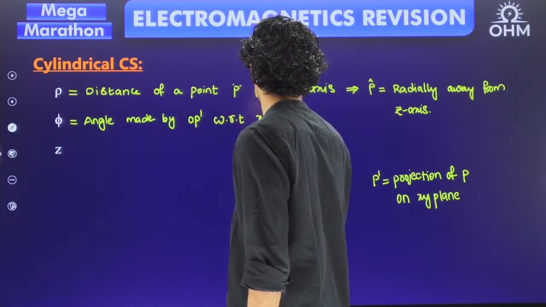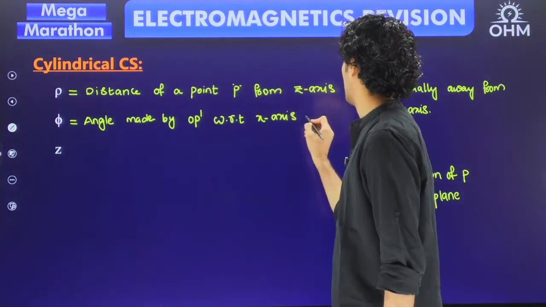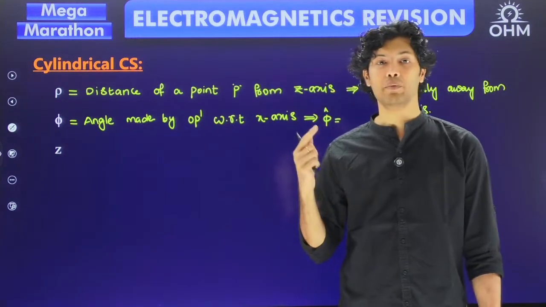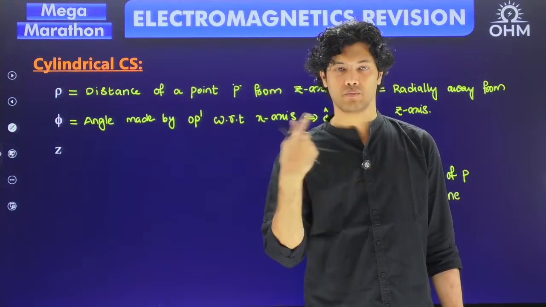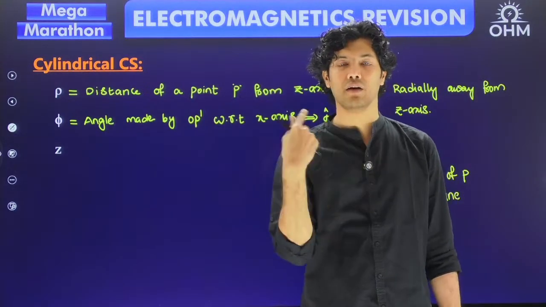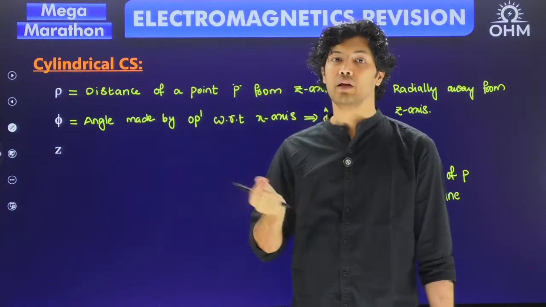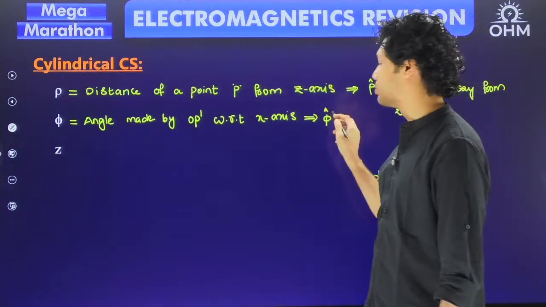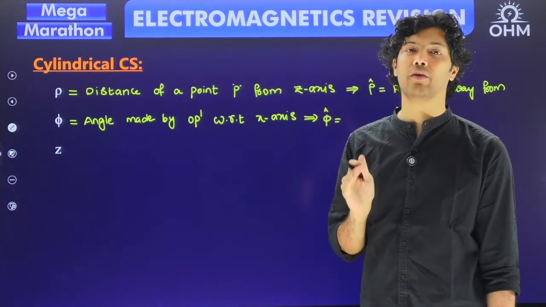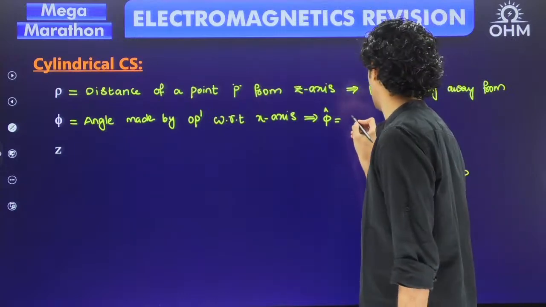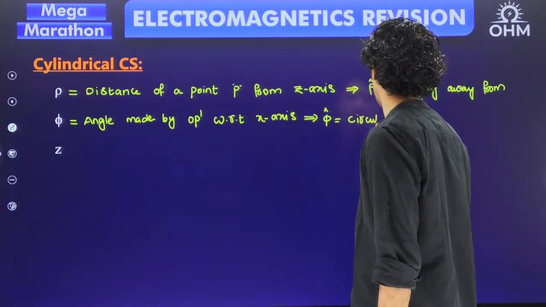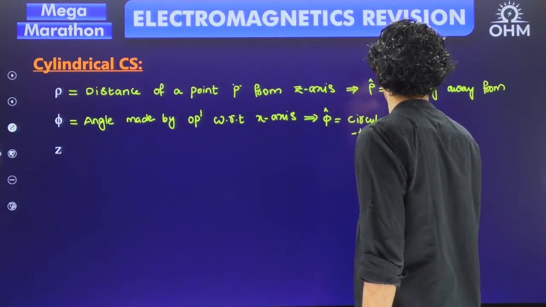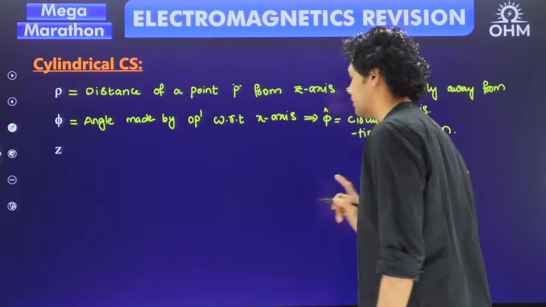corresponds to phi. And similarly, what is phi cap? Phi cap is also a unit vector. So phi cap is the circulating direction around z axis. Whenever you take a z axis and a circulating direction around that z axis in the anti-clockwise direction when seen from the positive side of z axis, that corresponds to phi cap. So in short, phi cap is nothing but the circulating direction. Circulating around what? Circulating around z axis.